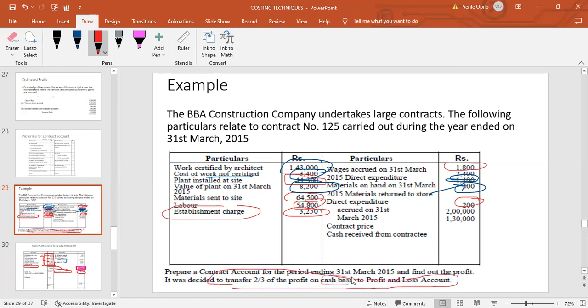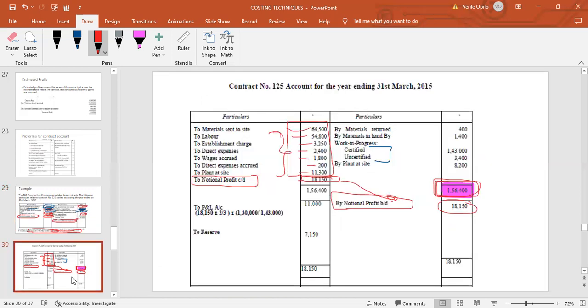So you're going to use the cash basis. What is the total amount that has been received? You have received a total cash of 130,000 out of the work certified of 143,000. So we see what proportion of this has been received, and out of this, we transfer 2/3 of the original profit.